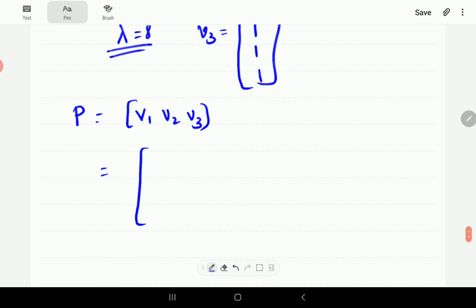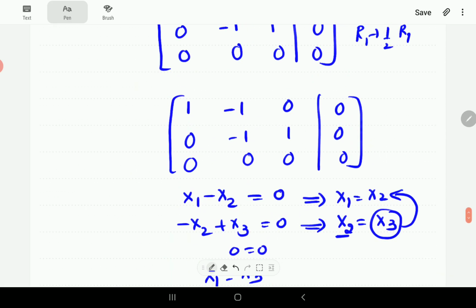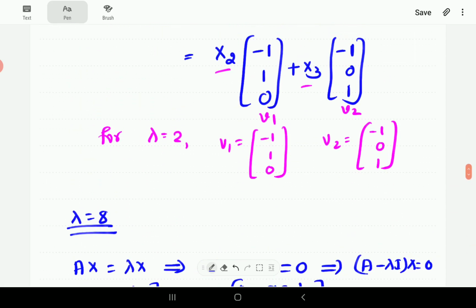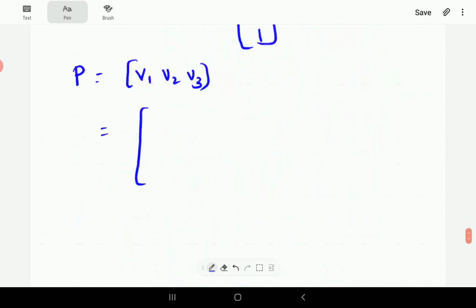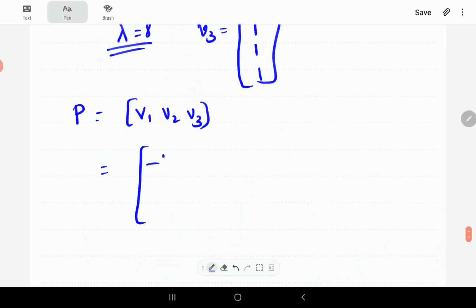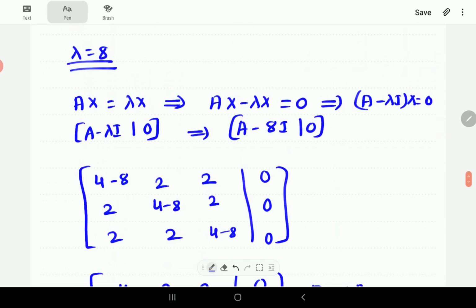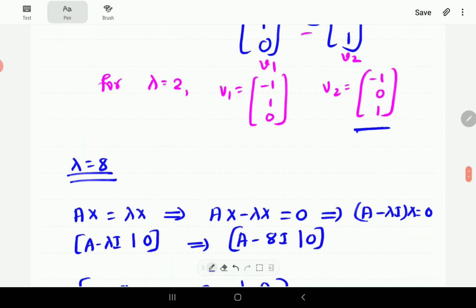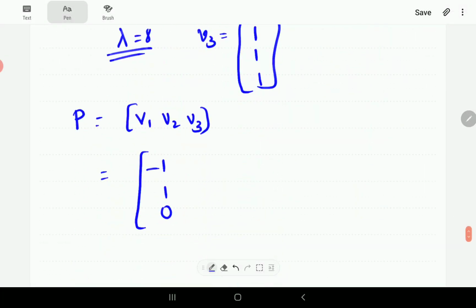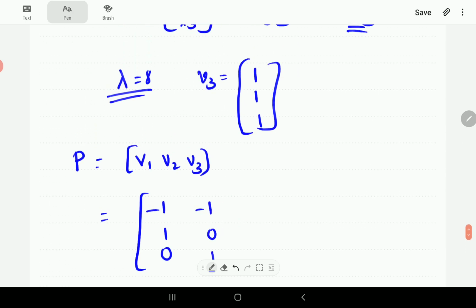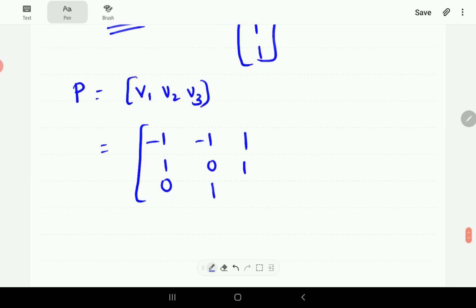So with respect to lambda equal to 2, what are my eigenvectors? Minus 1, 1, 0, and then minus 1, minus 1, 1, 0, and then you also have minus 1, 0, 1. Yeah, this one, minus 1, 0, 1. And with respect to lambda equal to 8, this is the eigenvector. So let us write this one.